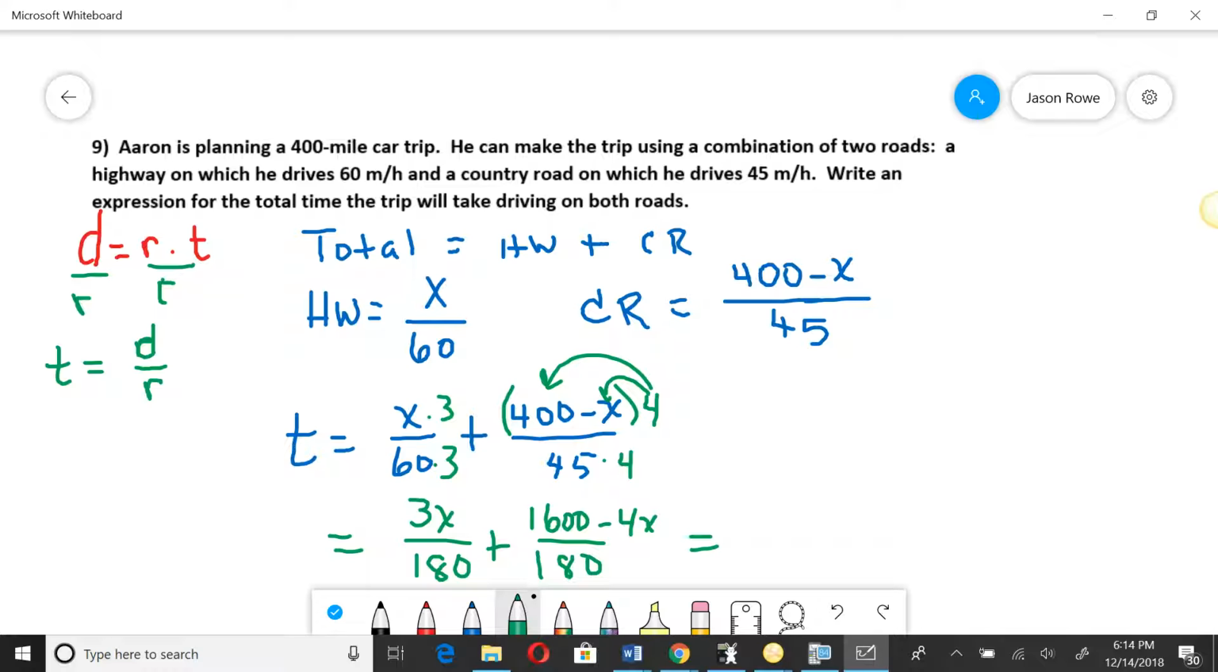And now, since our numerators are the same now, I'm just going to combine the numerators. So what are the terms in the numerator? 3x minus 4x, which would be 1x, or just x. And then nothing goes with 1600. So I've got 1600 minus x, all divided by 180. Nothing else I can do. I can't simplify. So that's the final answer.